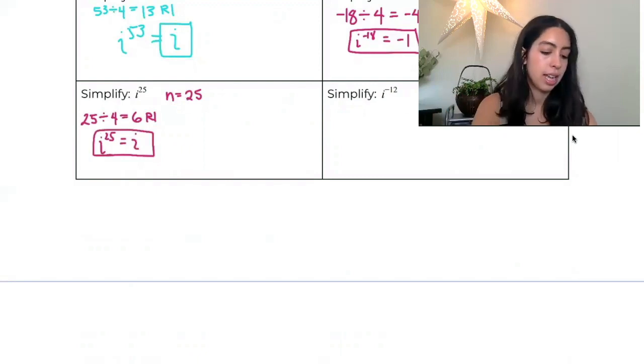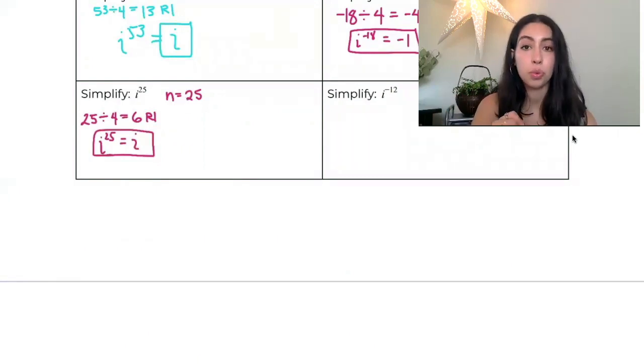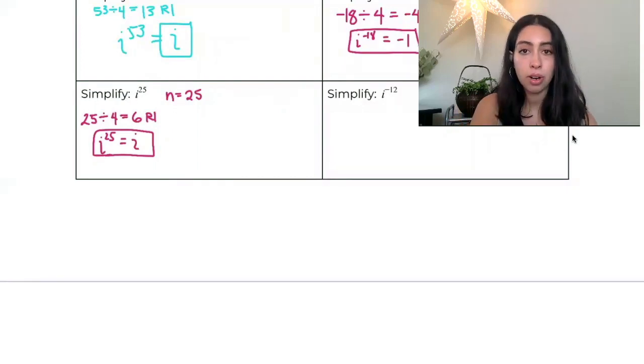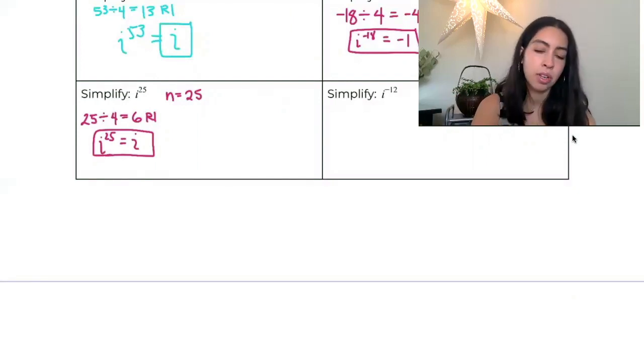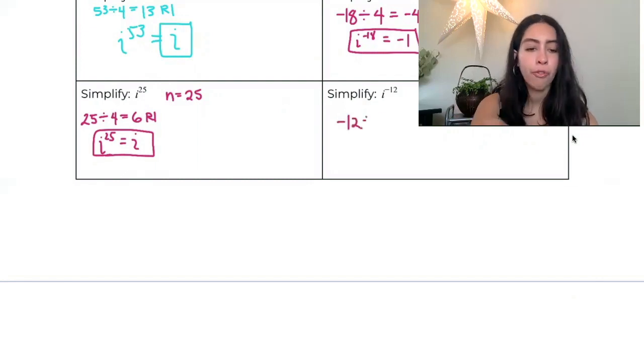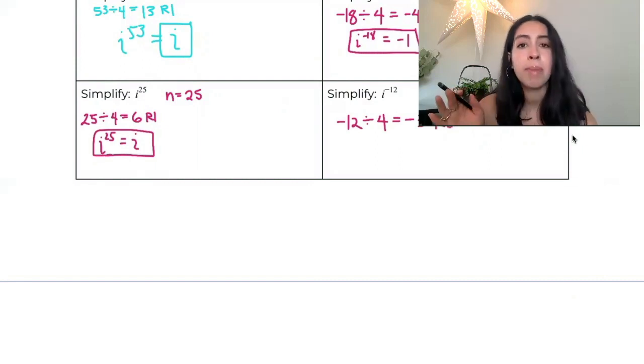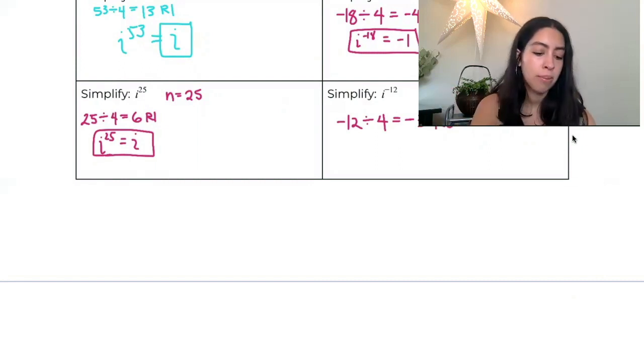All right, last one here, i to the negative 12. I'm going to say that my n is negative 12 in this case, so we're in the negative column. Negative 12 divided by positive 4 gives me negative 3, and because 4 goes into negative 12 perfectly, my remainder is 0.